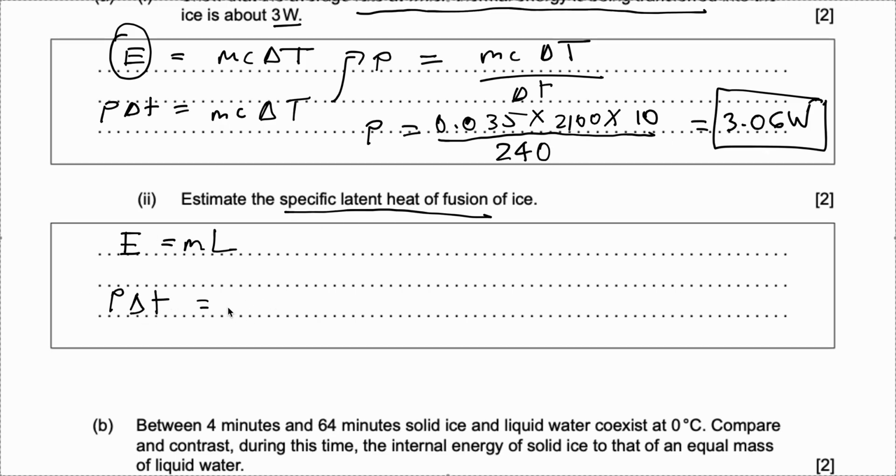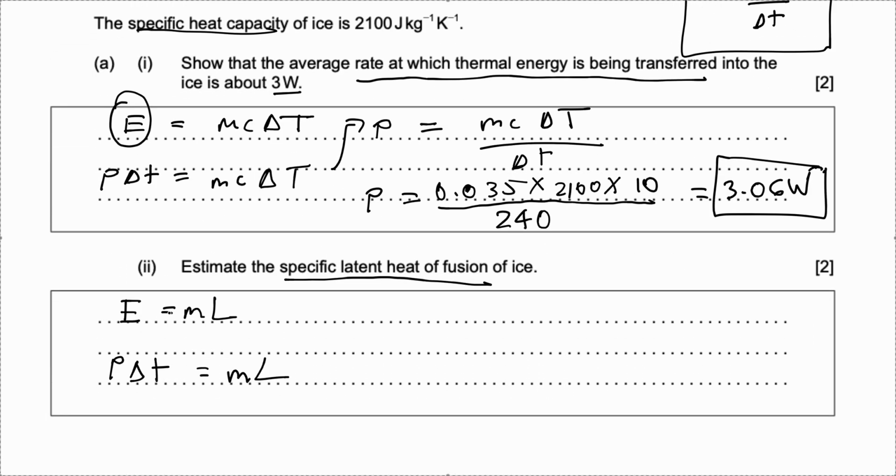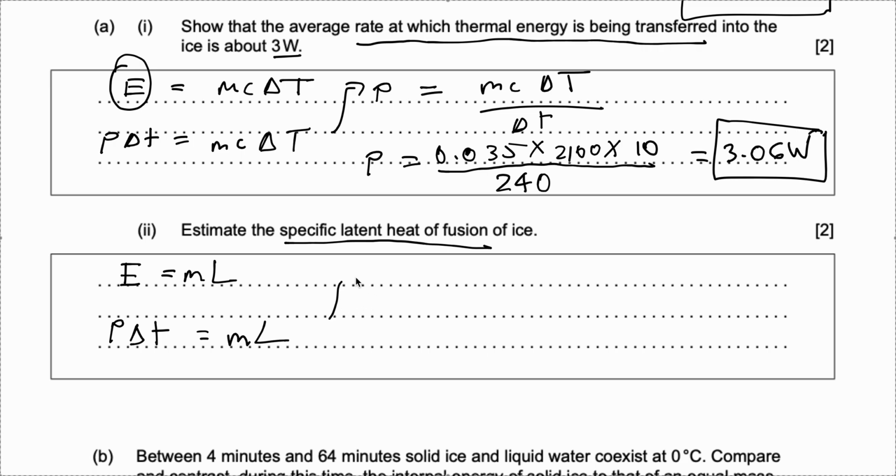And that's equal to mL. Now we calculated power earlier. It's a constant power throughout the whole process. That's 3.06 watts. So you can write here 3.06 watts times the delta T, which is the change in time in which this power is acting on the ice to change its state.